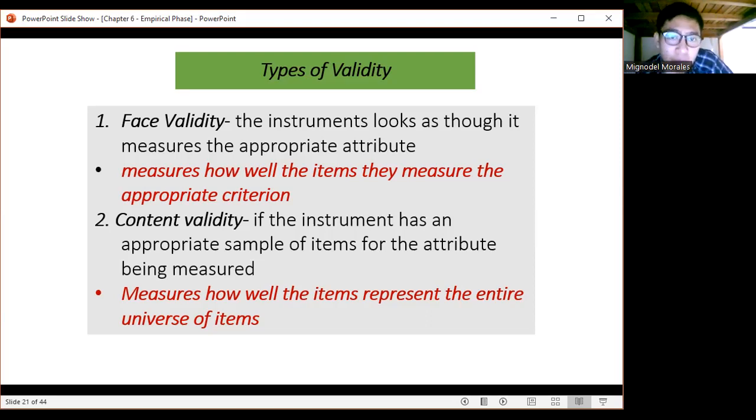Okay, measure how well the items measure the appropriate criterion. Content validity must be validated by an expert. Kunyari, your research is more on mental health, no, suicide, anxiety, depression. So it must be validated by a psychologist, a registered psychologist, or a psychiatric nurse. Okay? Measure how well the items represent the entire universe.